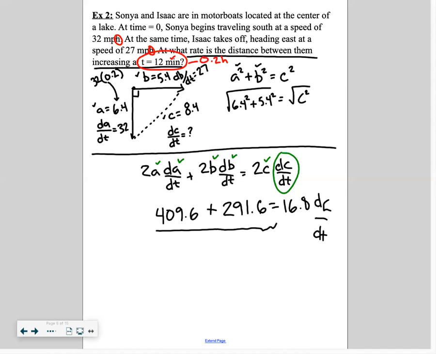Okay, anyway, your final answer on that should be 41.7, and it looks like that's miles per hour. That's the rate of change, miles per hour. Okay, we got one more example. Are there any questions?